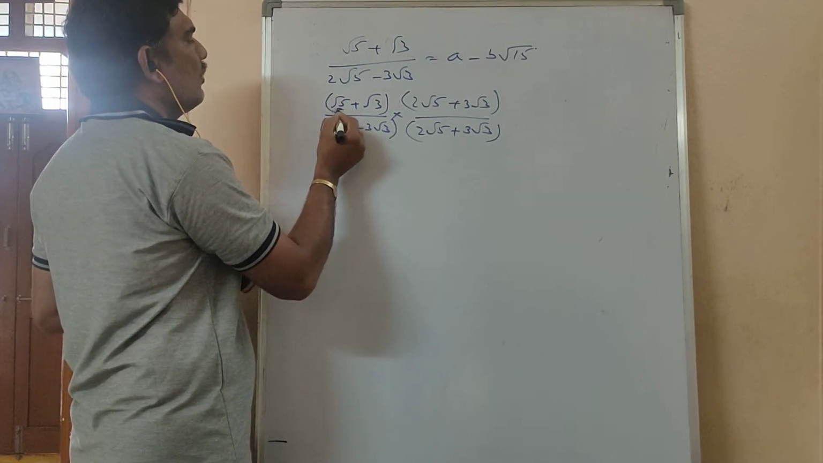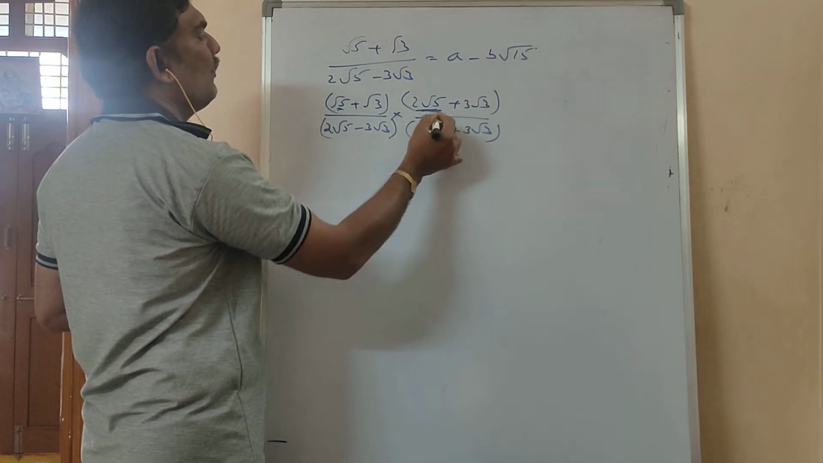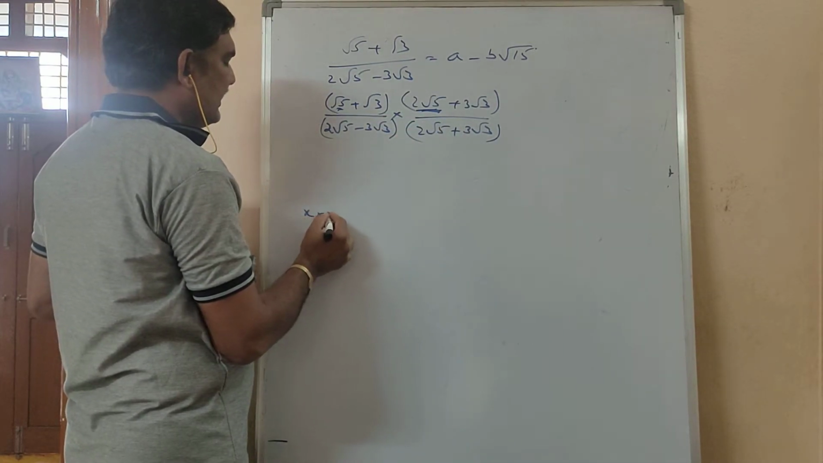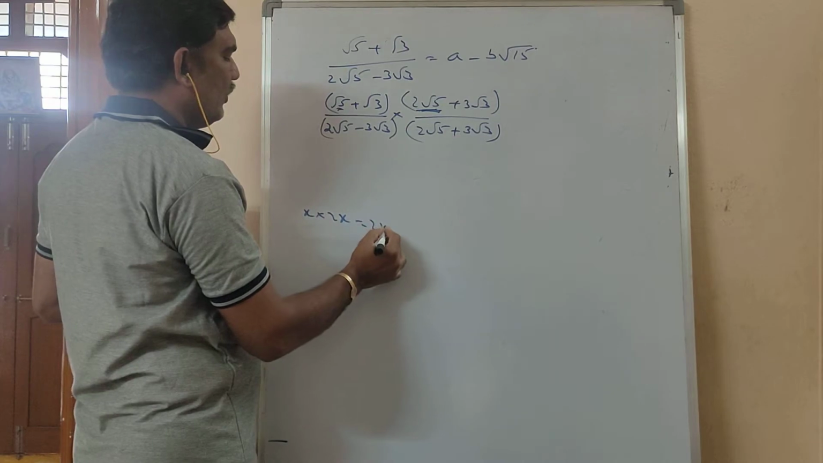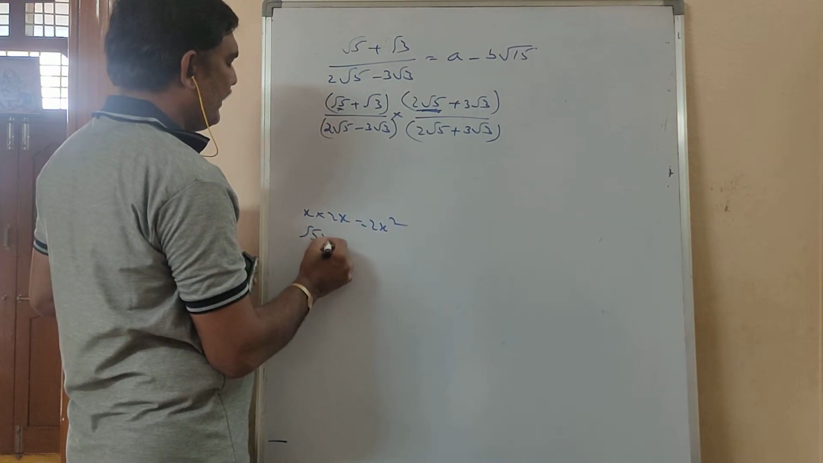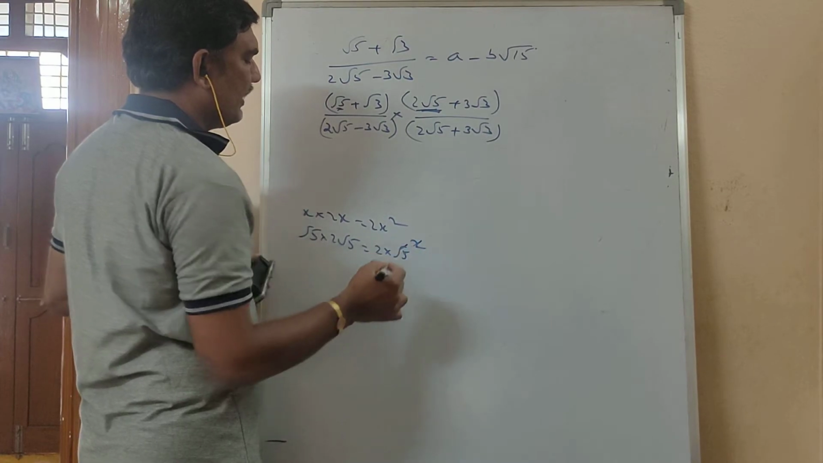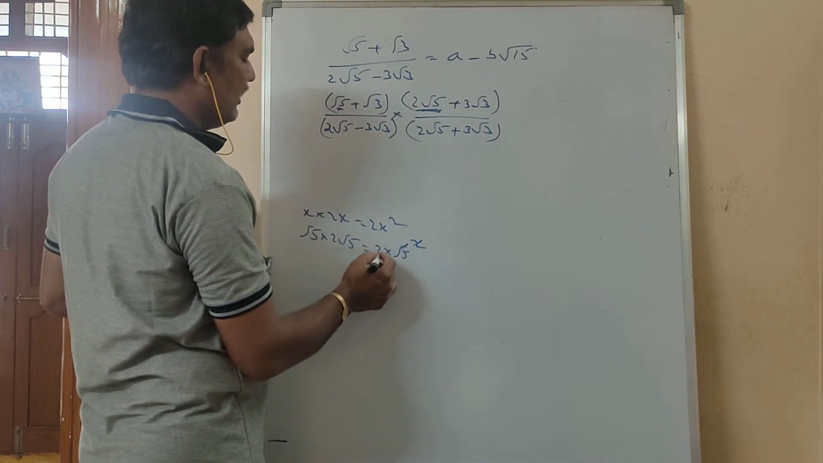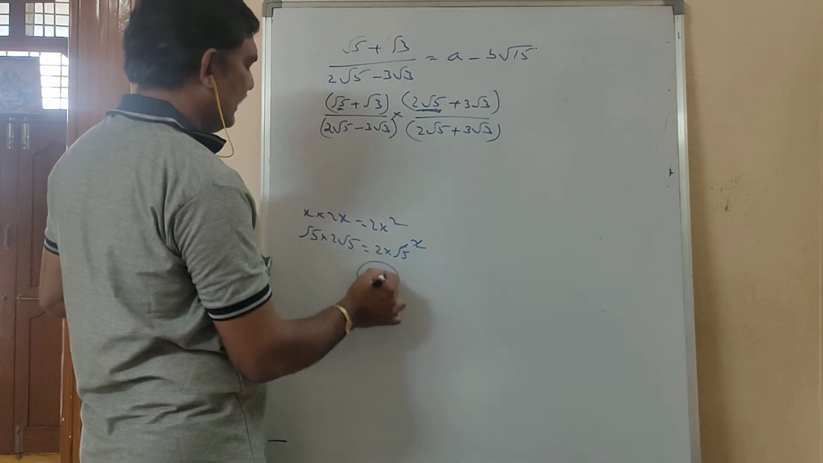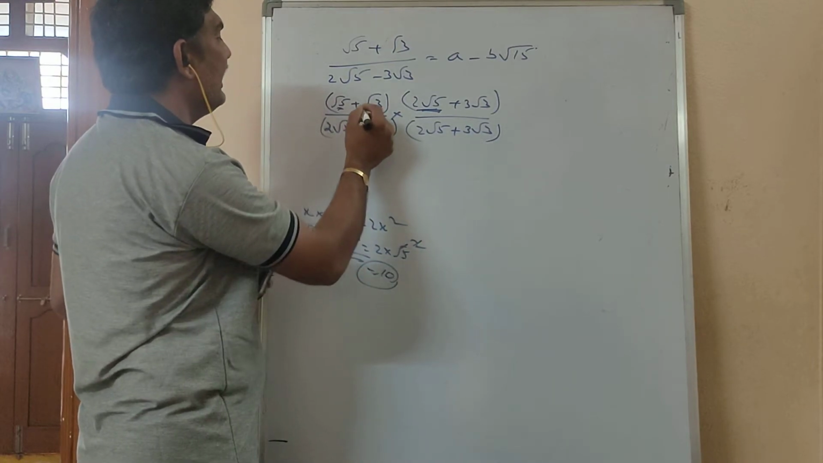What is this? Root 5. What is this? 2 root 5. Okay. x into 2x, how will you write? 2x square. Root 5 into 2 root 5, how will you write? 2 into root 5 square. The square and square root cancel, and 2 fives are 10 will come. Like this you have to write here.